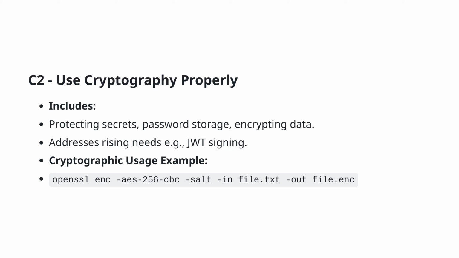To understand practical application, consider this command: openssl enc -aes-256-cbc -salt -in file.txt -out file.enc. This example demonstrates how to encrypt a file using AES-256-CBC, adding a layer of security by applying a salt. By employing proper cryptographic practices, you strengthen your defenses against potential breaches.